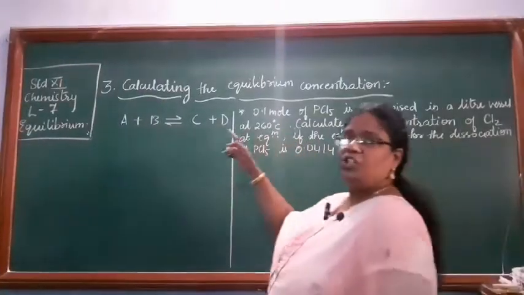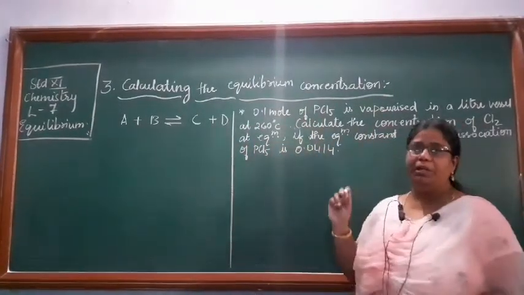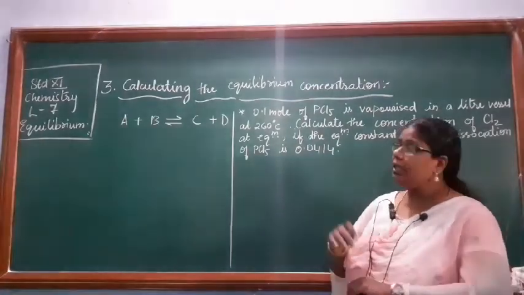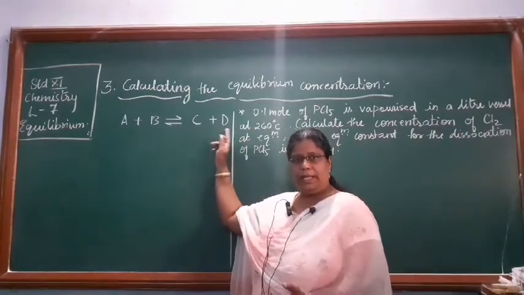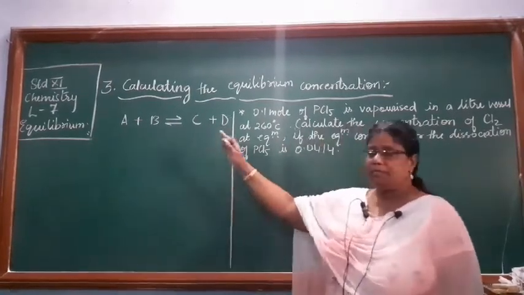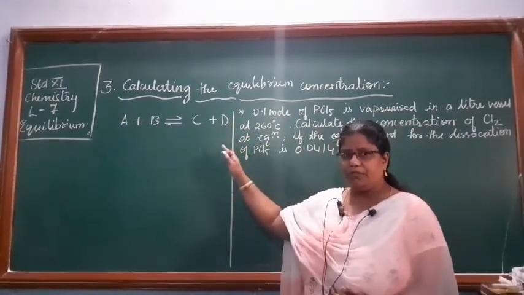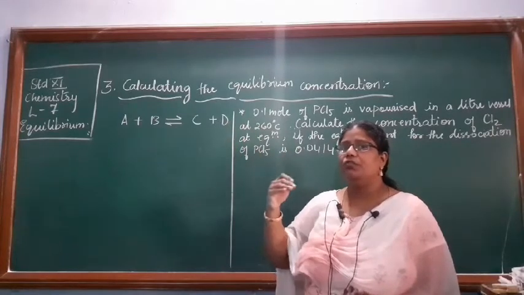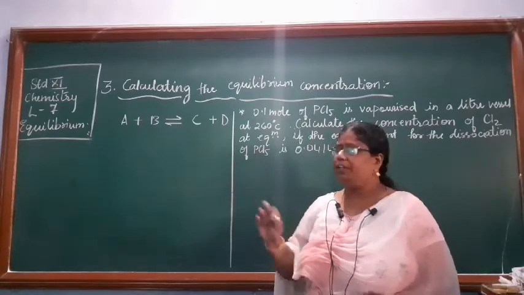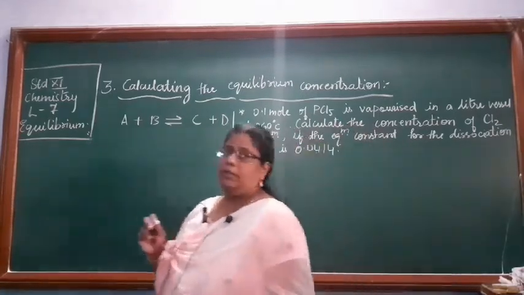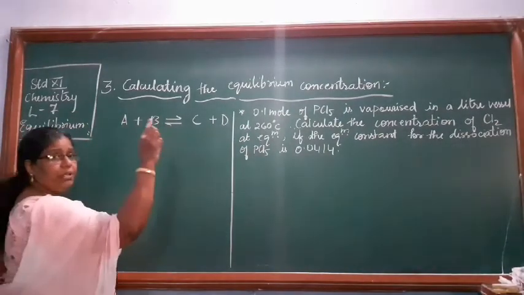The third application of the equilibrium constant is for calculating the equilibrium concentrations. Calculating the equilibrium concentrations means calculating the concentrations of C and D. Suppose this is a reaction A plus B in equilibrium with C plus D. So C and D are the products which are formed, and you want to calculate the concentration of the products at equilibrium. Then using the value of Kc, we can find out the concentrations of C and D. That is what it means. So you can calculate the equilibrium concentrations.